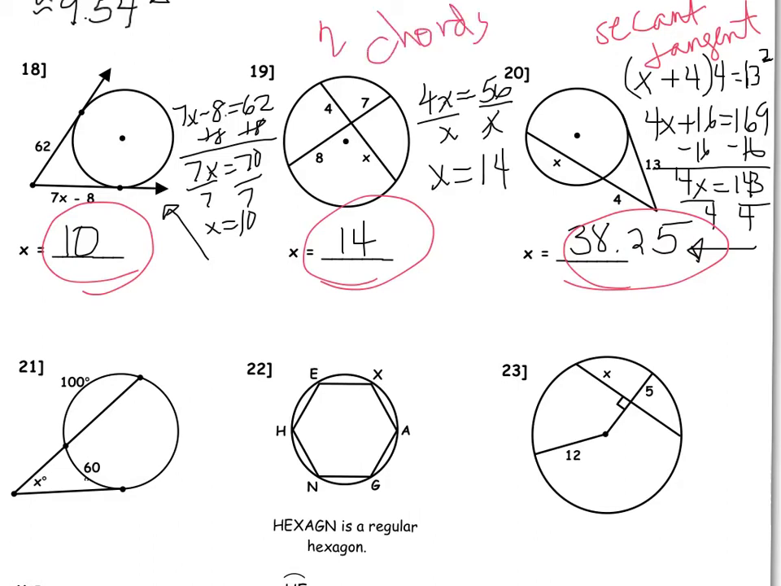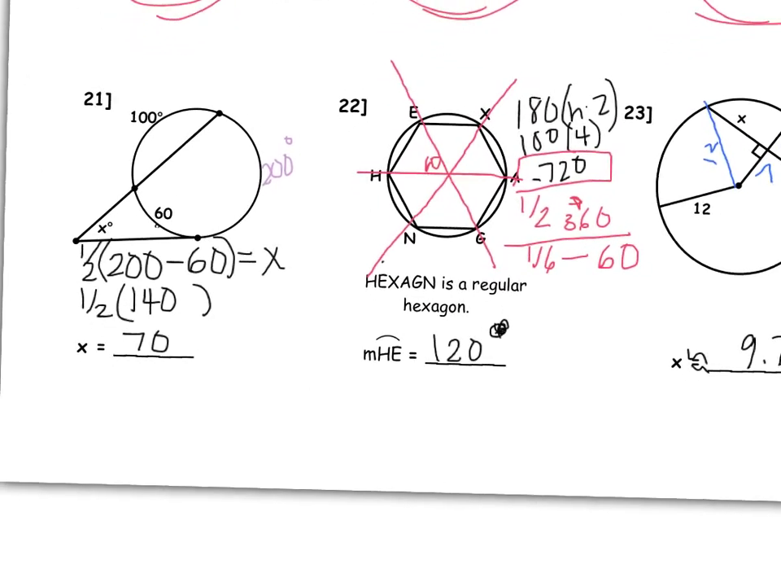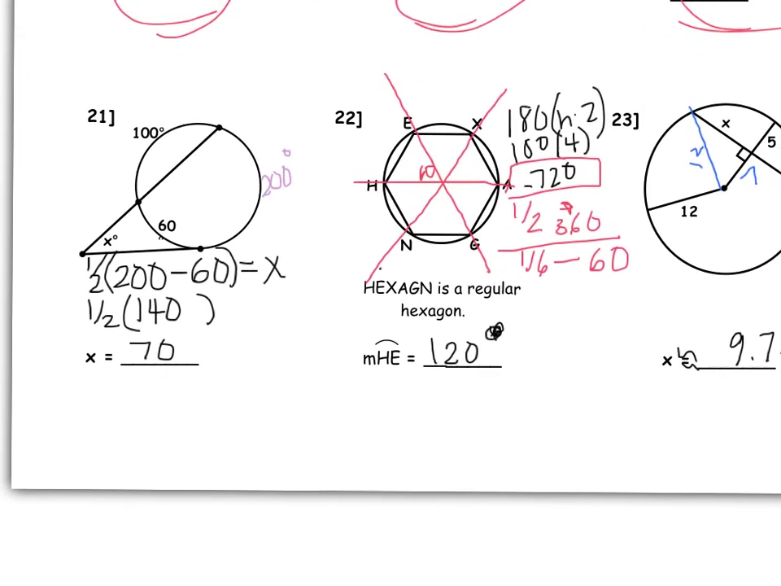Okay, and then for number 18, we actually had 2 tangents. All right, let's take a look at question number 21. Question number 21 has a secant and it has a tangent. So now we're looking for actual angle measures. So what we want to do here is look at the larger intercepted angle.